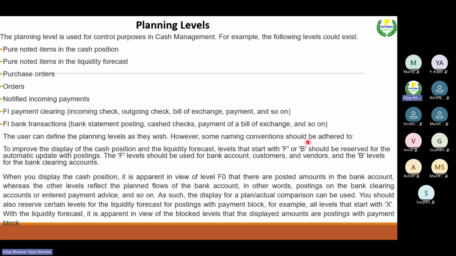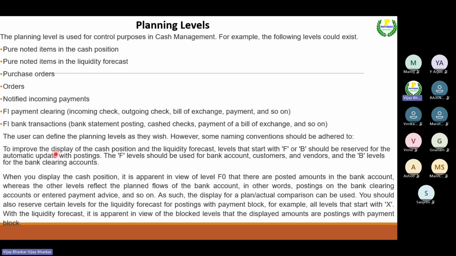However, some naming conventions should be adhered to here. While defining the planning levels, you have to follow certain guidelines. But this is just a recommendation only. Either you can follow it or not follow it, or you can follow your own way of defining the planning levels. There is no such rule. But if you follow this, then the identification might be easy for the business users or management people.